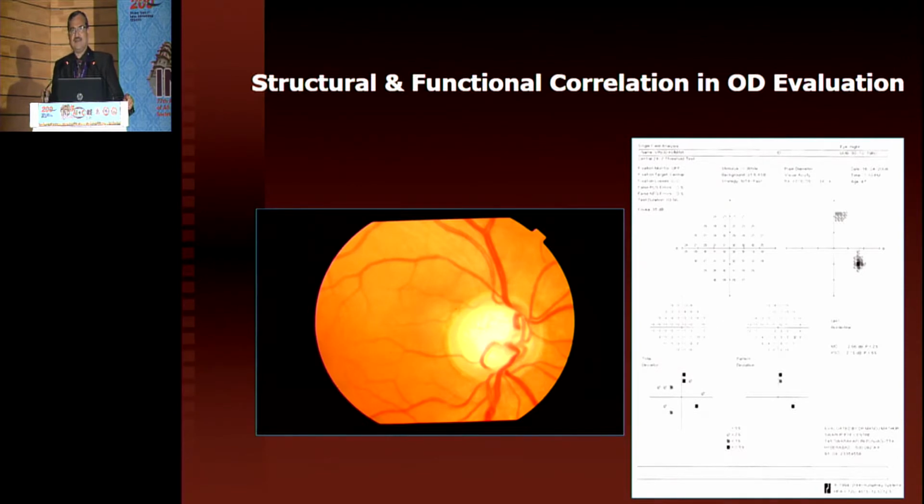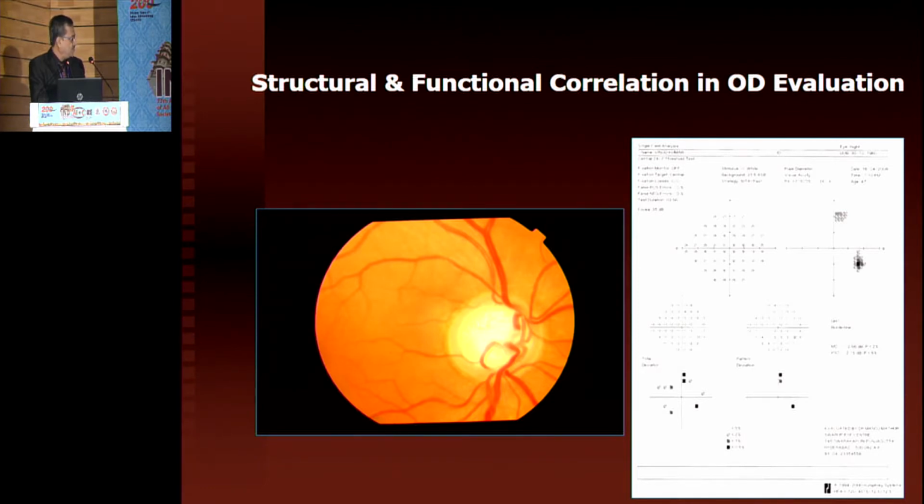Having learned how to interpret visual fields, let us now move on to the correlate, structural and functional correlation in OD. As Dr. Medha said, the first thing that you must look out for in an optic disc is the size of the optic disc. This is the fovea. If you put one disc here, it overshadows; this is a very large disc. What is important is not the size of the disc and the cupping.